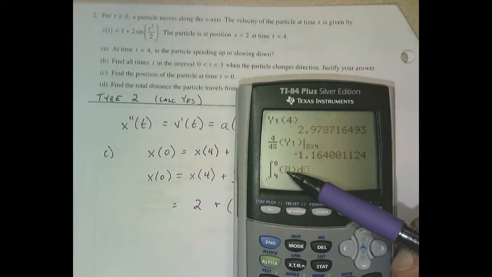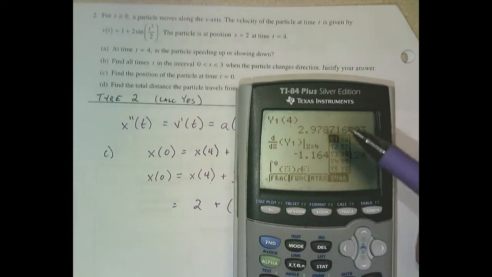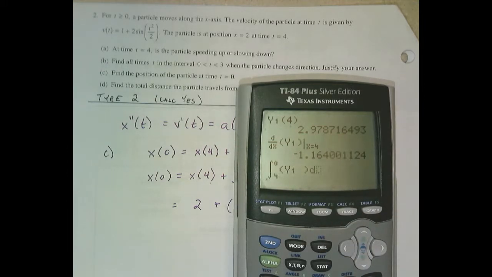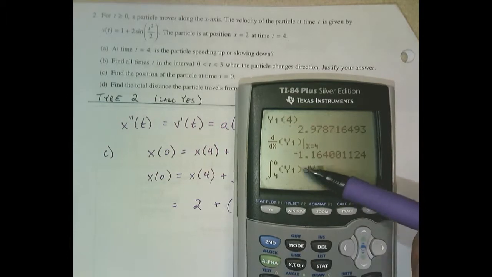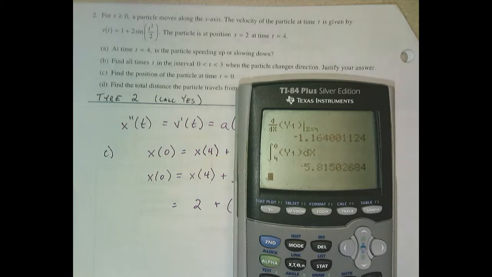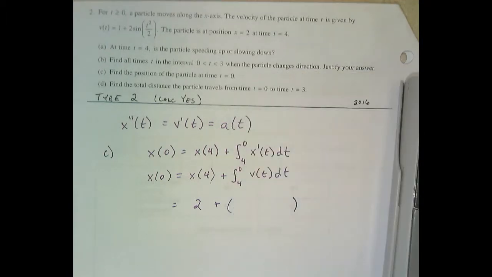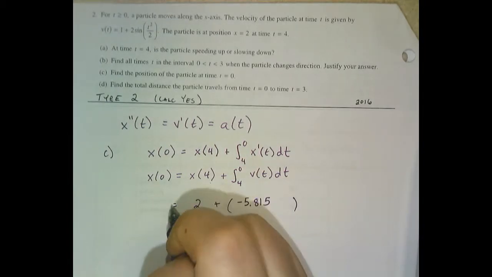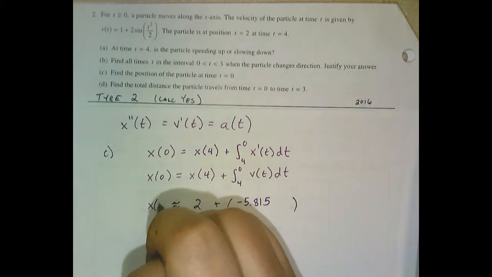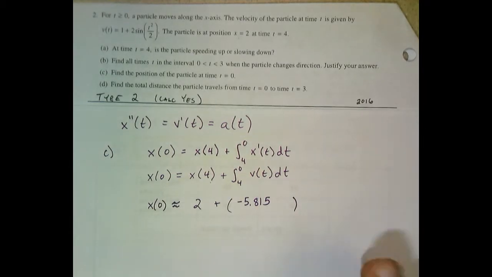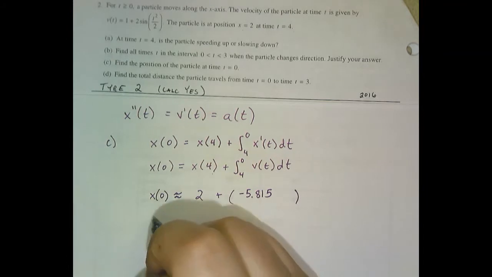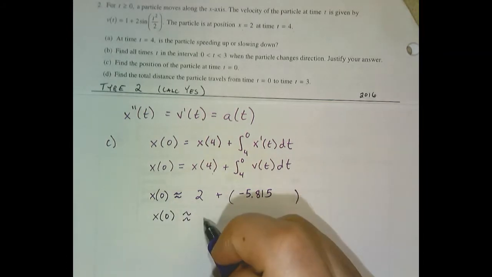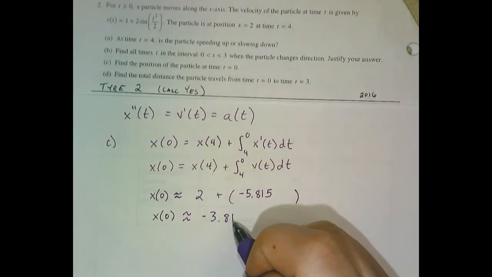Our velocity function we had stored under y1, so if you press alpha trace, that pulls up y1. And we're integrating with respect to the variable. I've been using an x, but just remember an x is the same thing as a t. That value is negative 5.815. Right away, since I'm using truncated decimals, it becomes an approximately. Negative 5.815 plus 2. The position at time 0 is approximately negative 3.815.